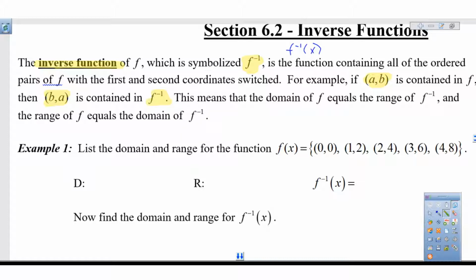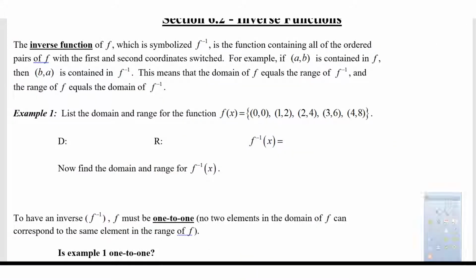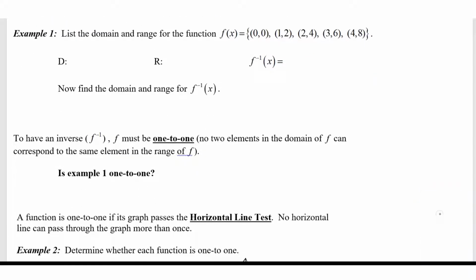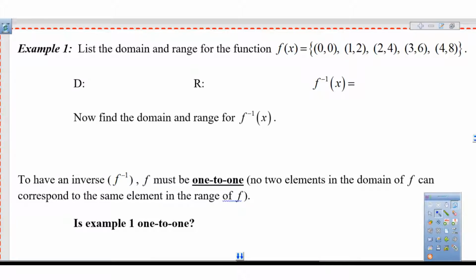Let's go ahead and go with example 1. Here's a function, and they're asking for the domain. Domain means what comes in. It's all of the x values. So we make a brace and list all of those x values that I just underlined: 0, 1, 2, 3, and 4. The range is all of the y values, all of those second numbers, which are 0, 2, 4, 6, and 8. That's it.